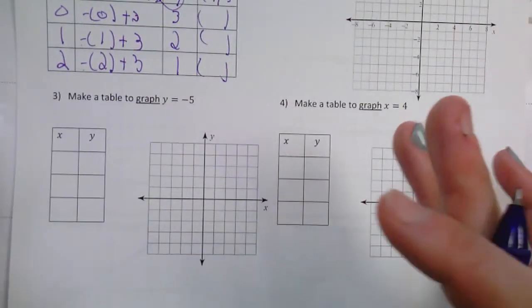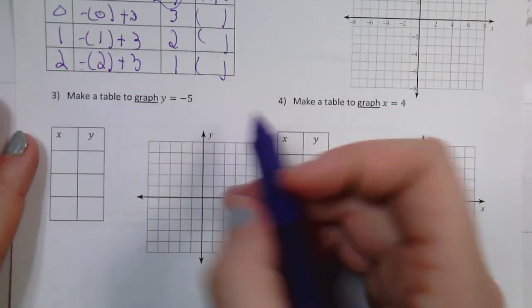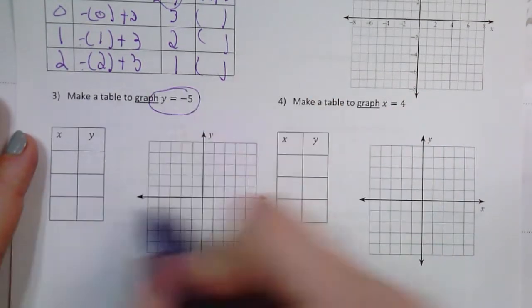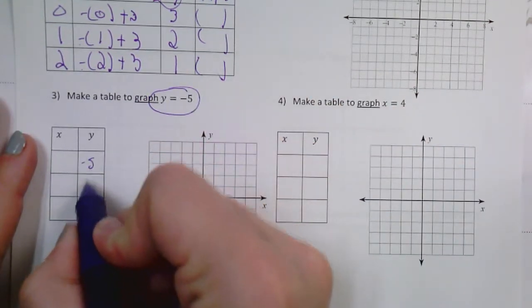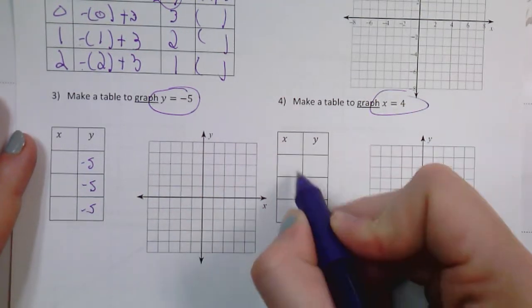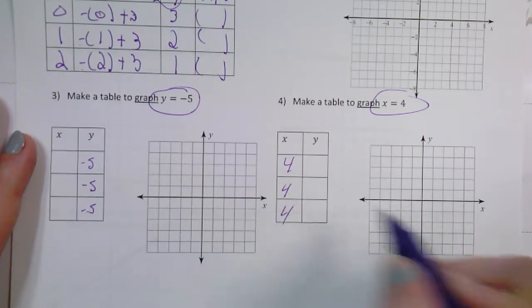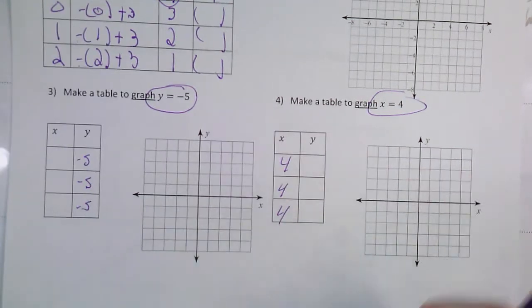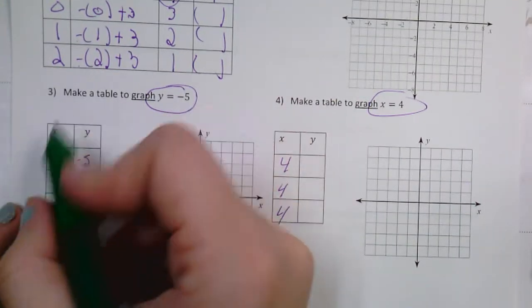The next one's still kind of going with this table idea, except this time instead of a full equation, they're just giving you y equals negative 5. So that means you definitely need to plug in y equals negative 5. Or in this case, x is 4, so you definitely need to plug in 4. But as far as the other column goes, you can pick any numbers that you want, maybe 0, 1, 2.